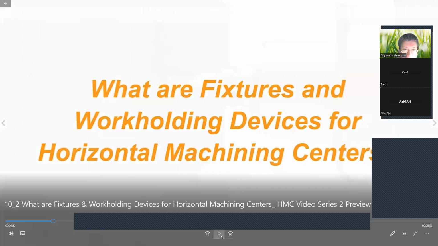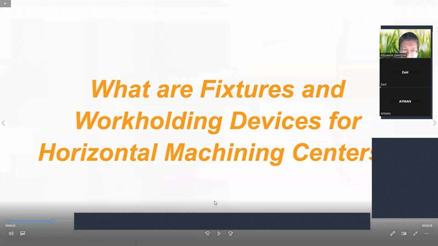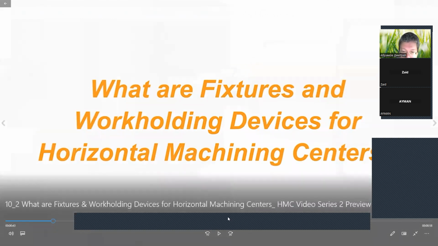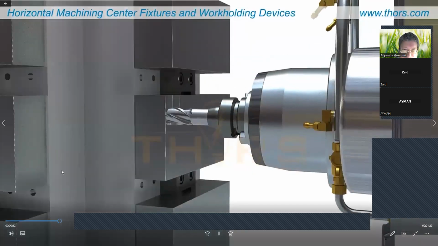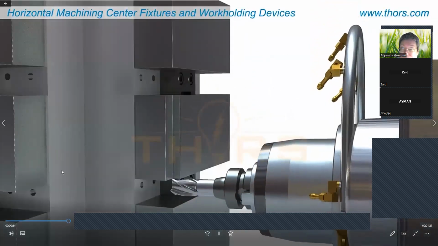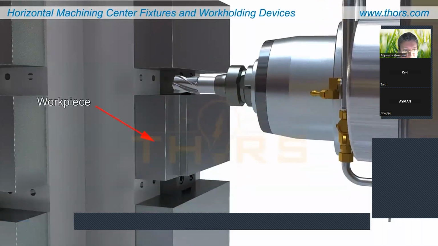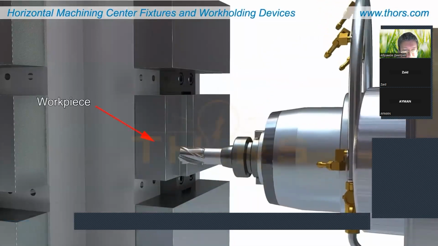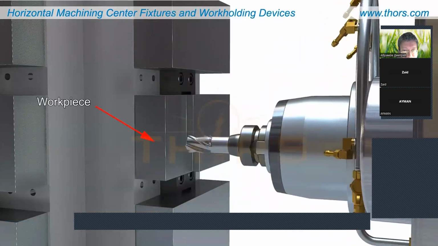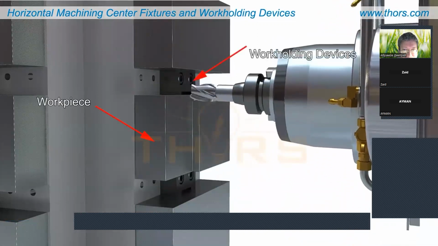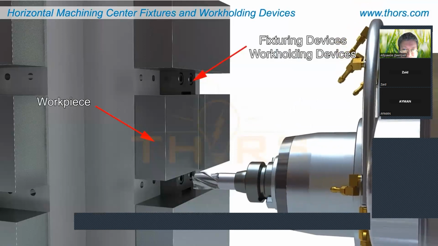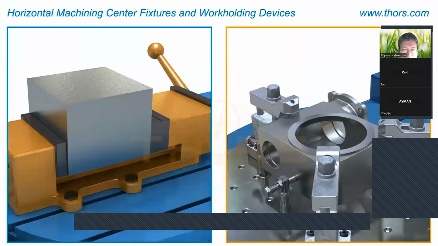What are fixtures and work holding devices for horizontal machining centers? HMC operations require the workpiece or workpieces to be firmly secured during machining processes. Workpieces are secured using work-holding devices or fixturing devices. The most common work-holding devices are vices and fixtures. Irregular fixtures also will be addressed.